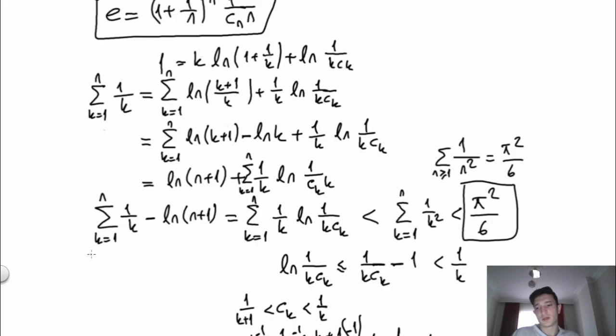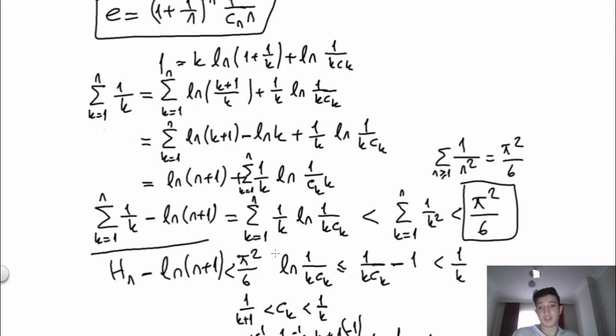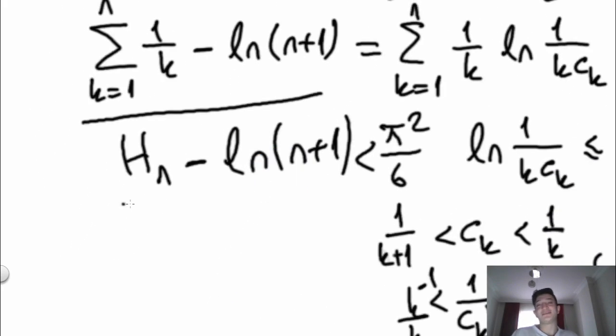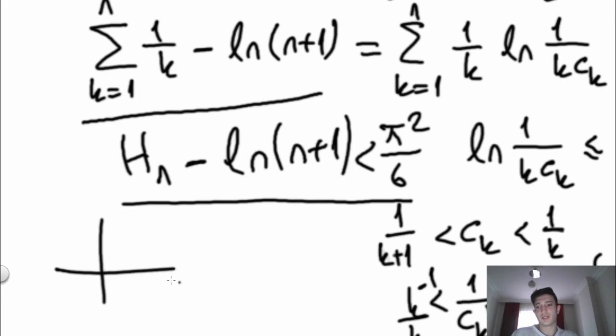I showed that our sum, which was H_n minus ln(n plus 1), is less than pi squared over 6, which is zeta(2). I will also make a video about that. So we found an upper bound, and we also showed that this thing is increasing. So again, if I draw a shape, it's increasing and bounded above. So this thing is convergent.